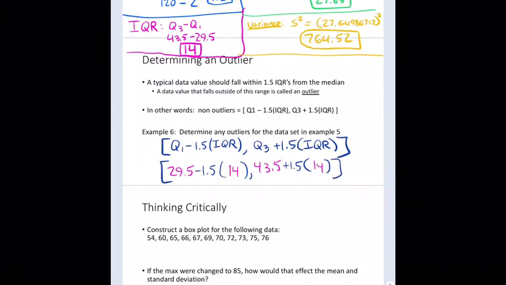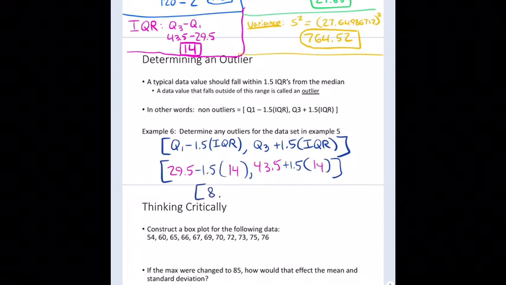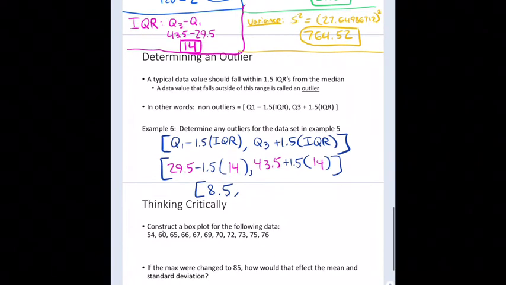Okay, and now we're just going to use our calculator to calculate this. So we're going to do 29.5. I'm typing this into my calculator right now. And I get 29.5 minus 1.5 times 14 is going to be 8.5. And then we're going to go and do the same thing with plus, so 43.5 plus 1.5 times 14, and that's going to be 64.5.